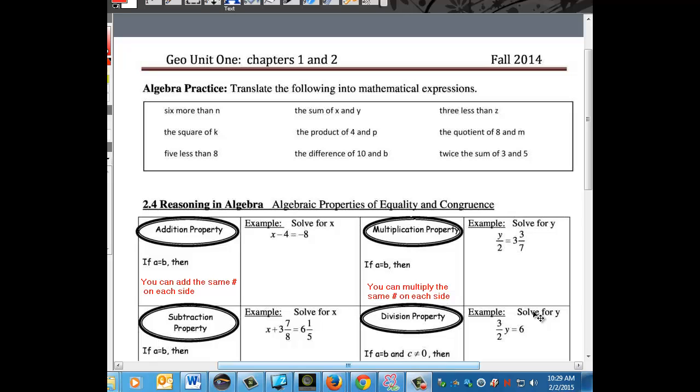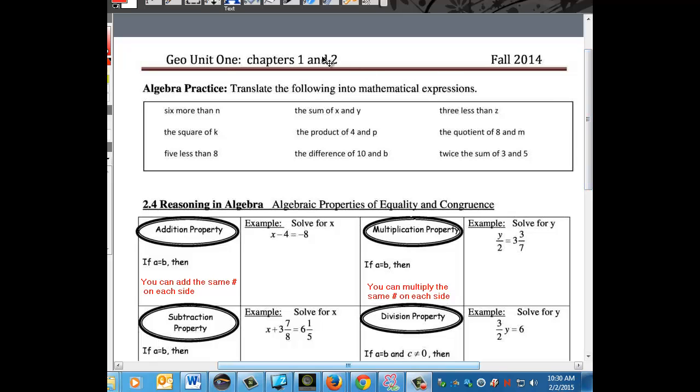Welcome back to geometry. We are at 2.4, reasoning and algebra. This section starts us off with proofs. And most of the proofs that we will do today will be proofs for algebra. And then at some point in the near future, we will transition to proofs in geometry.